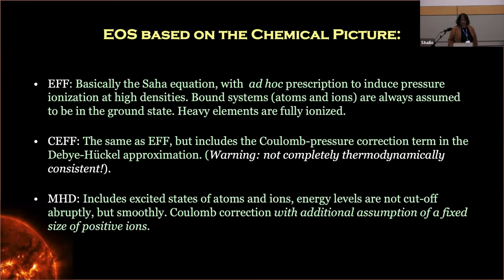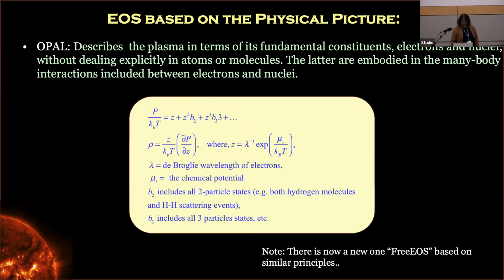It's very good. Then the physical picture, where you actually write down the partition function, the big one is the OPAL equation of state, which many of us still use. And also, to some extent, the new one, the so-called FreeEOS. They're all basically based on the same thing. You have to minimize the free energy, etc. Okay. So how do we test these? I'm not going to talk about FreeEOS at the moment. I'll come back to that.